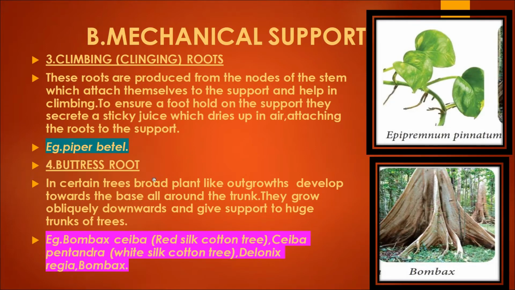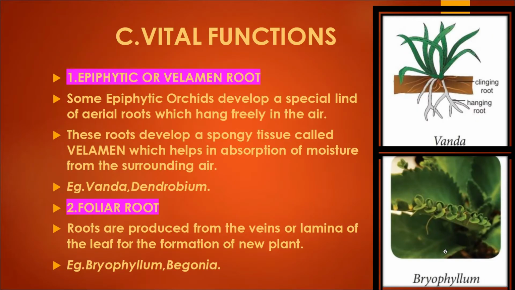Fourthly, we have buttress roots. Buttress roots are found in the silk cotton trees, which grow very tall and high, having a heavy trunk, and they have a broad plank-like outgrowth towards the base of the stem all around the trunk. They grow obliquely downward and give support to the huge trunks of the tree. Example, Bombax.